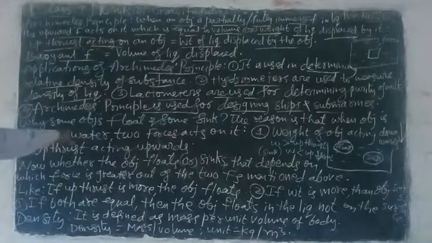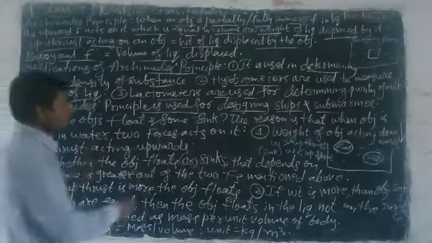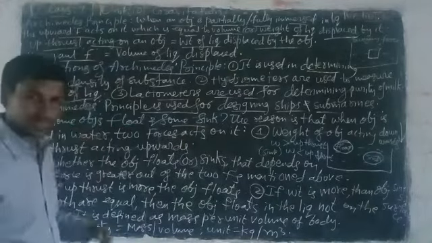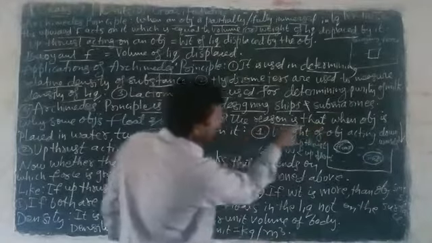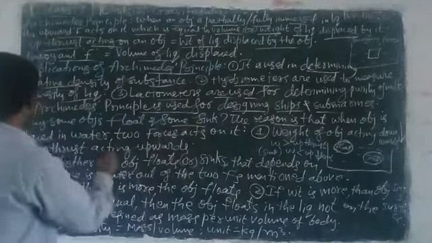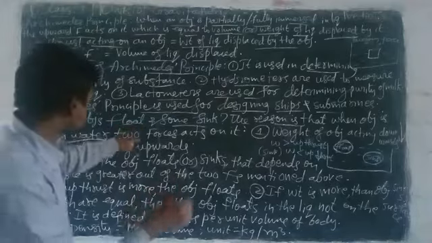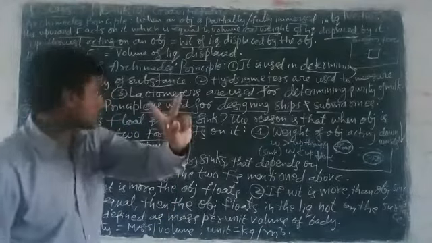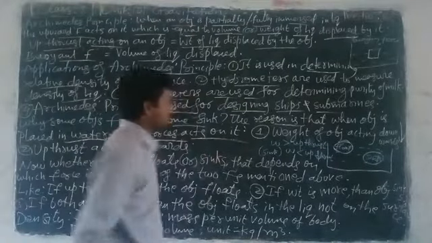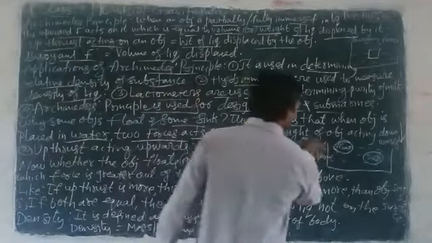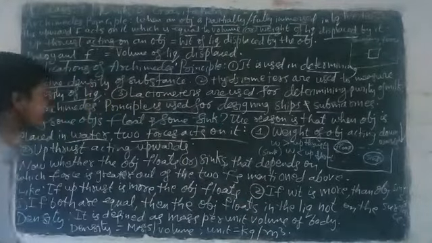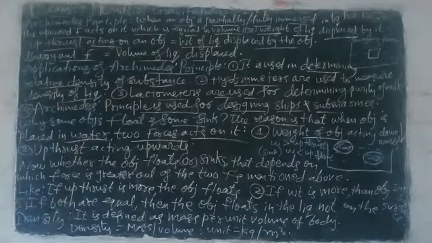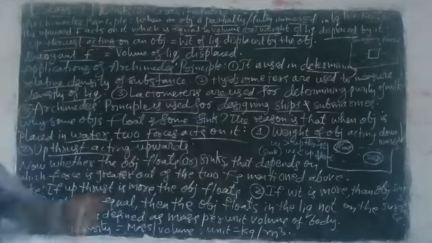Next, why do some objects float and some sink? Excellent question. Why are some objects floating? Why are some objects sinking? What is the difference between them? Look here. The reason is that when an object is placed in water, two forces act on it. What are they? First, the weight of the object acting as a downward force, and upthrust acting as an upward force.